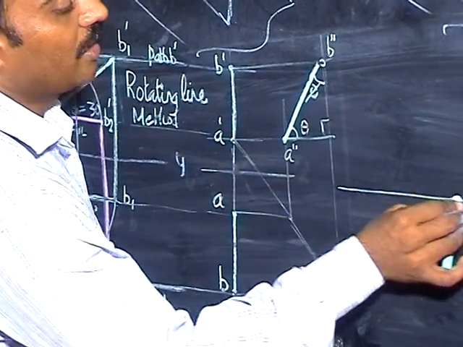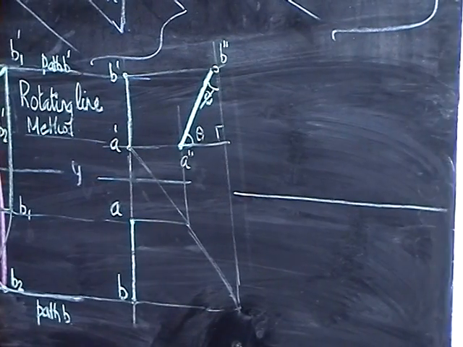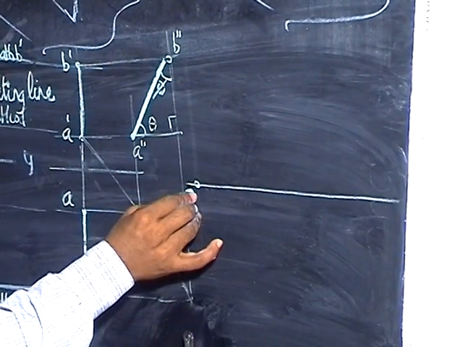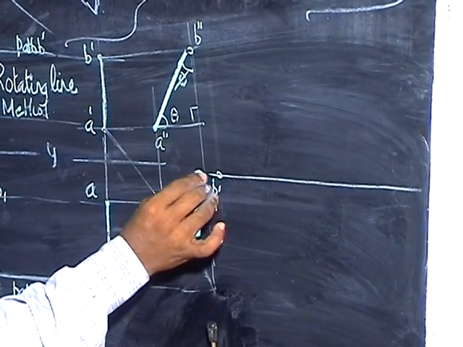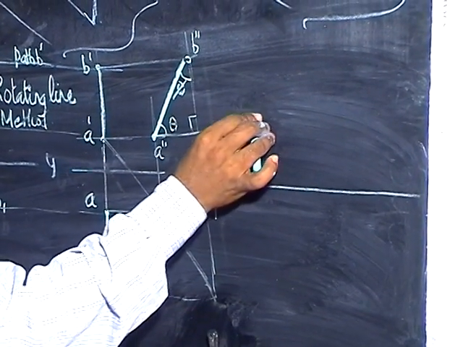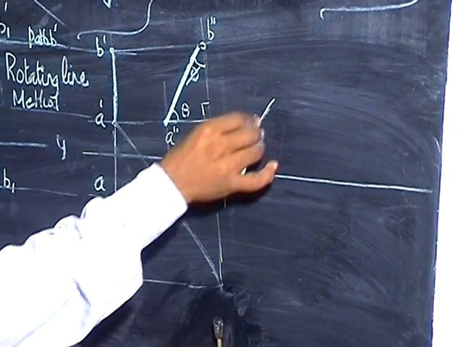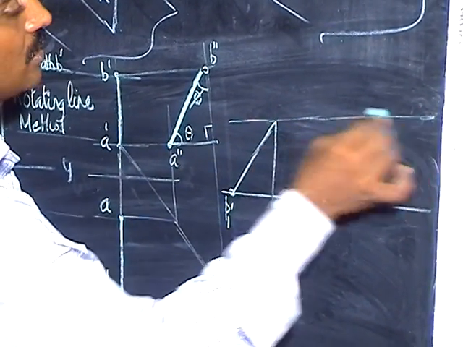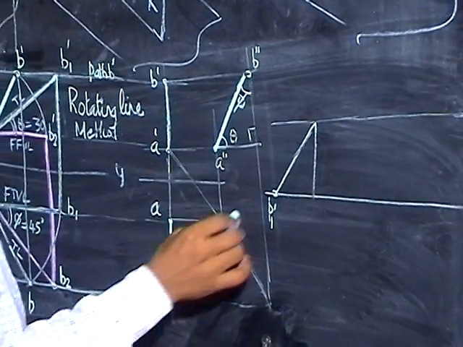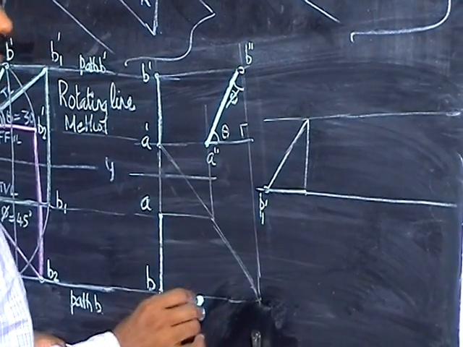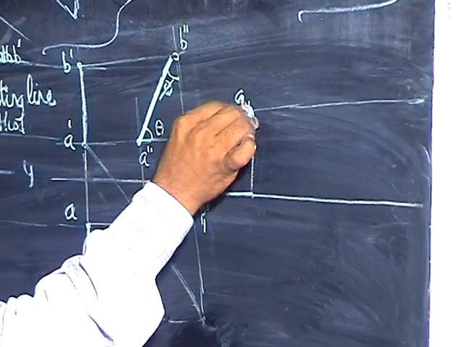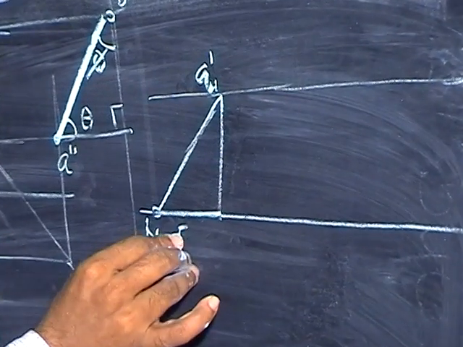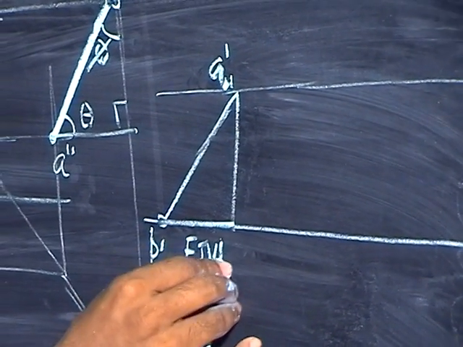So the procedure is very simple. At a random point, start P1 dash, check the required theta. So you will find out the path now. This is the final path. So you get now the reduced length. So this is the final top view length.